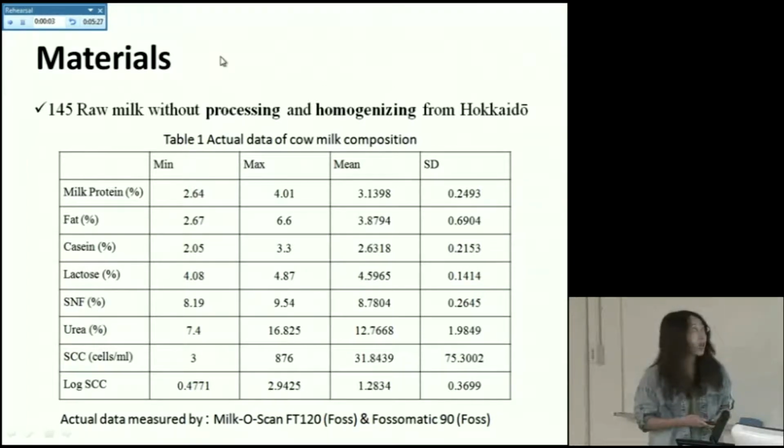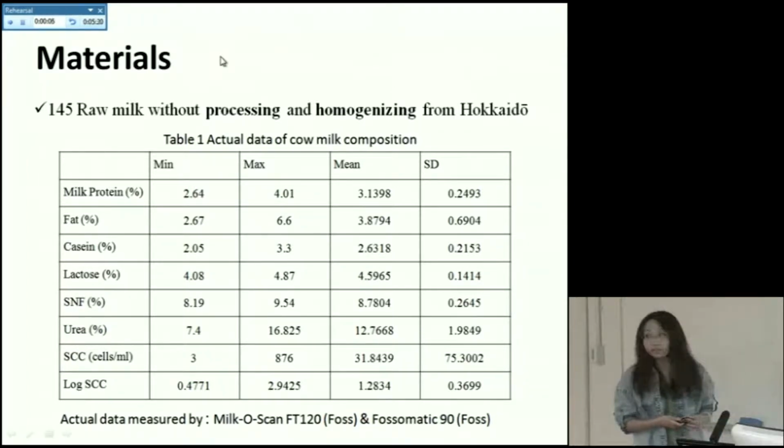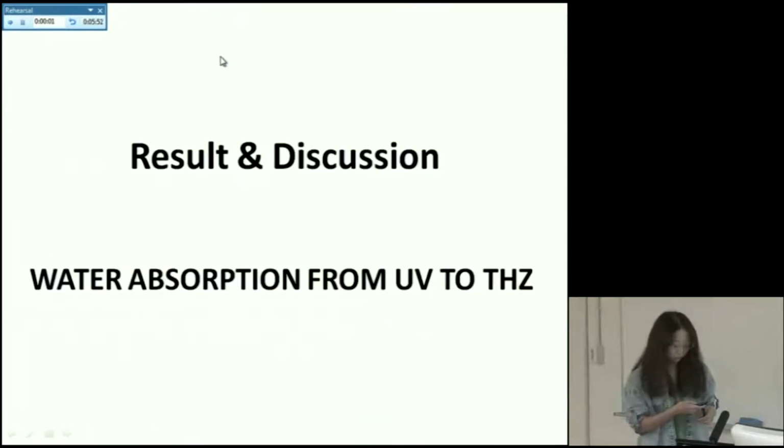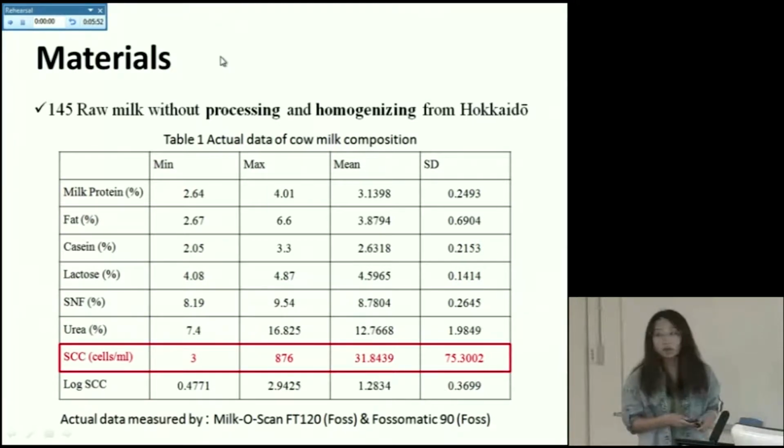In my research, I used 145 raw milks without processing or homogenizing from Hokkaido. This is the actual data of the milk composition. We can see SCC values vary on a very large scale, but the other components are basically concentrated and stable.